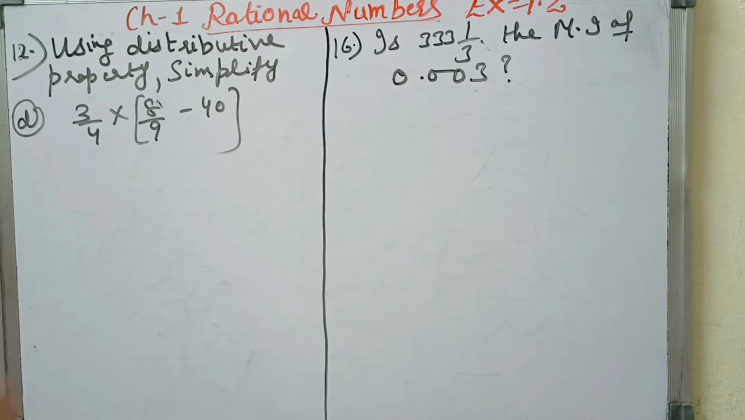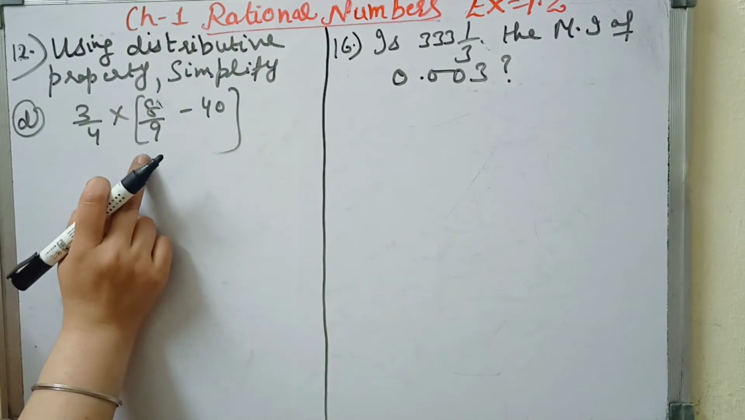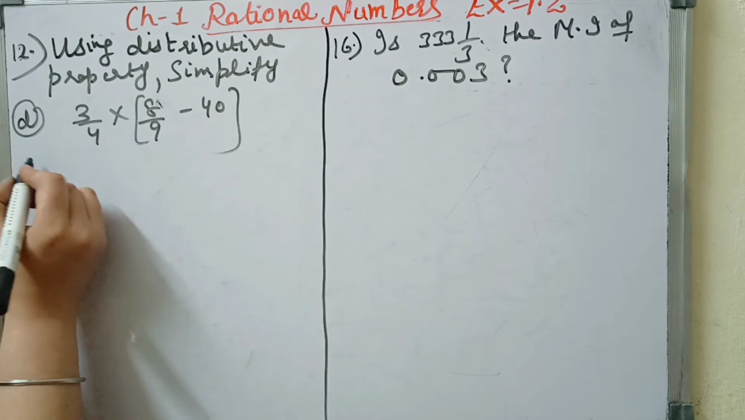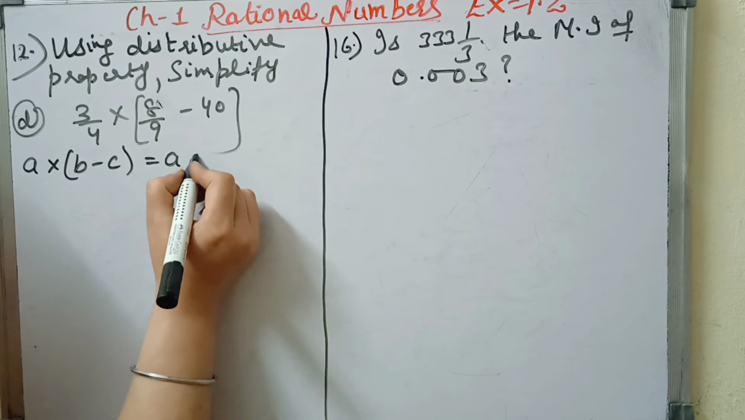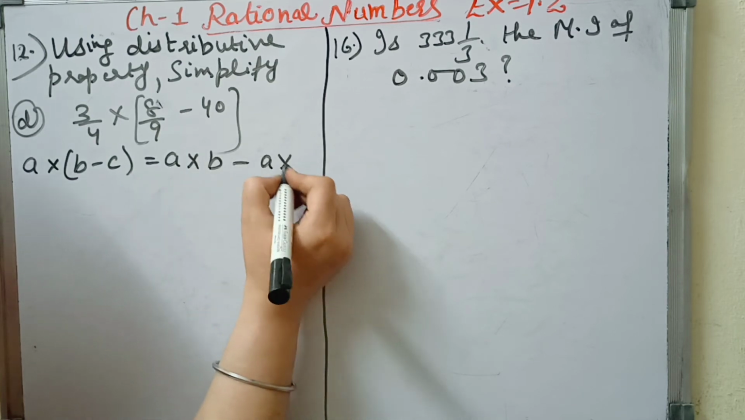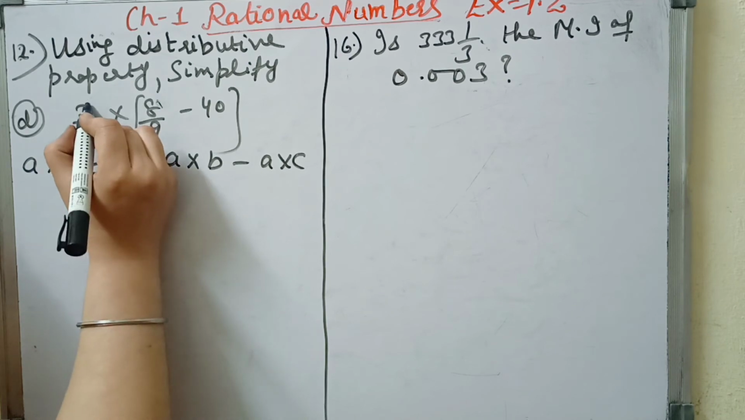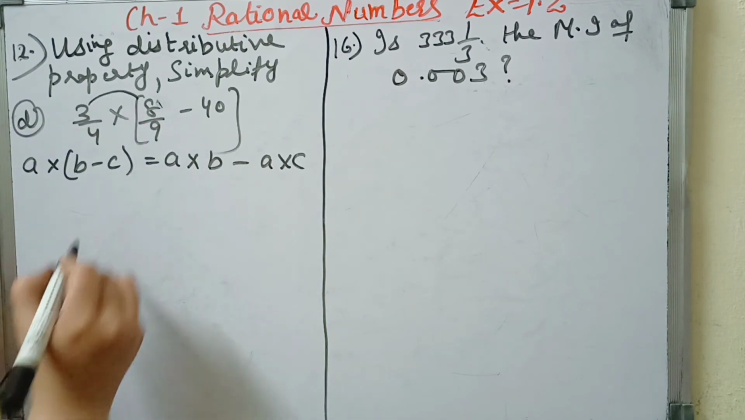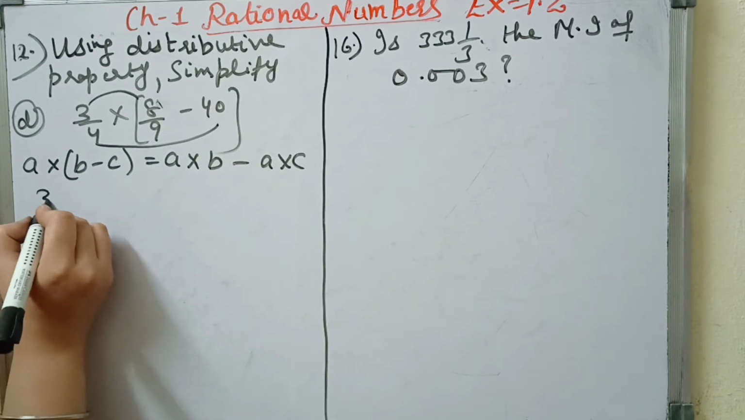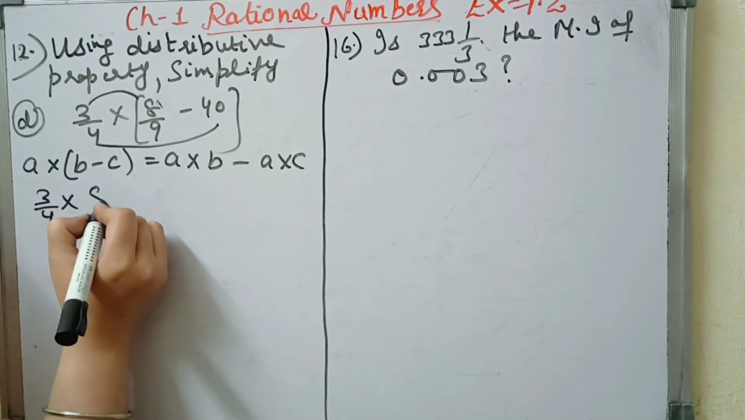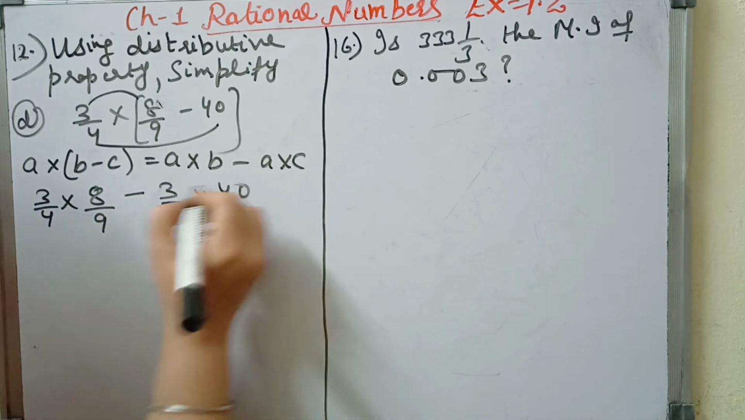Sum number 12: using distributive property, simplify it. This is the distributive property of multiplication over subtraction, and you know what that property is. It is A into B minus C, equal to A into B minus A into C. Now by using this property, I multiply 3 over 4 into 8 over 9 and then 3 over 4 multiplied by 40. So we will get 3 over 4 into 8 over 9 minus 3 over 4 into 40.